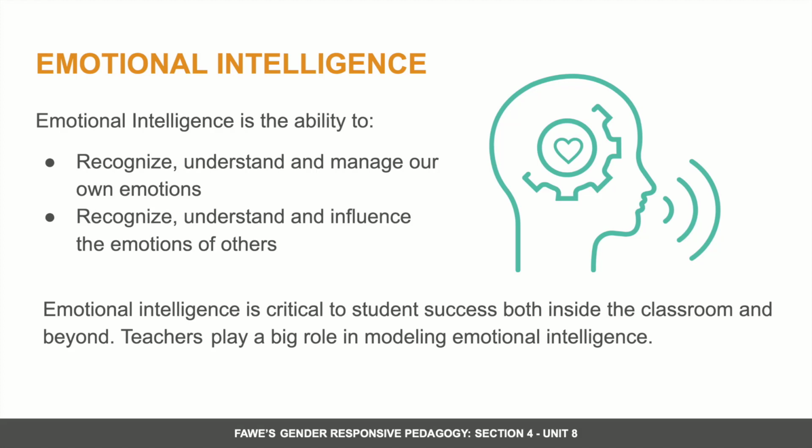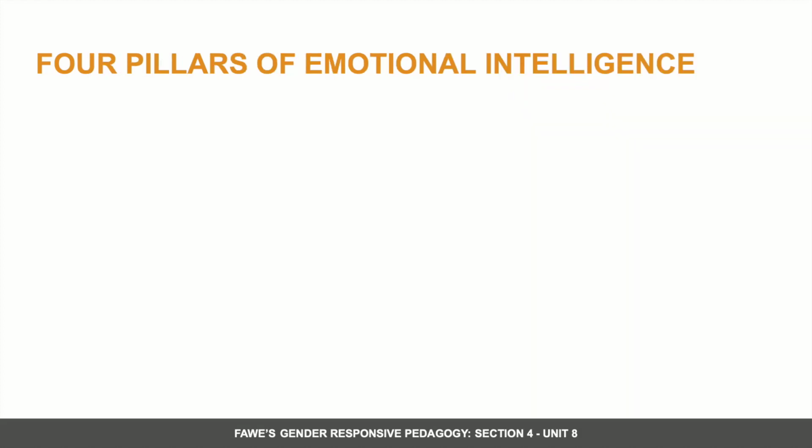A teacher's ability to show how to identify and handle difficult feelings will support students in building their own emotional intelligence. For students, there is a strong correlation between students' emotional intelligence, their classroom behavior, their academic achievement, and their success in the workforce. Daniel Goleman is a psychologist and author who literally wrote the book on emotional intelligence. According to Goleman, there are four pillars of emotional intelligence.